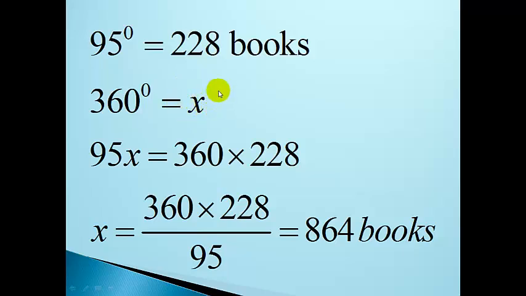So by proportion, we solve for x. Now we have to cross multiply. So 95 times x equals 95x. We have 360 degrees times 228. And that is how come we have 360 times 228. Now we are solving for x. So we divide the left hand side by 95, and we divide the right hand side also by 95. And we have x on the left hand side is equal to 360 times 228 divided by 95. And the answer is 864 books. That means that the total number of books borrowed is 864 books.